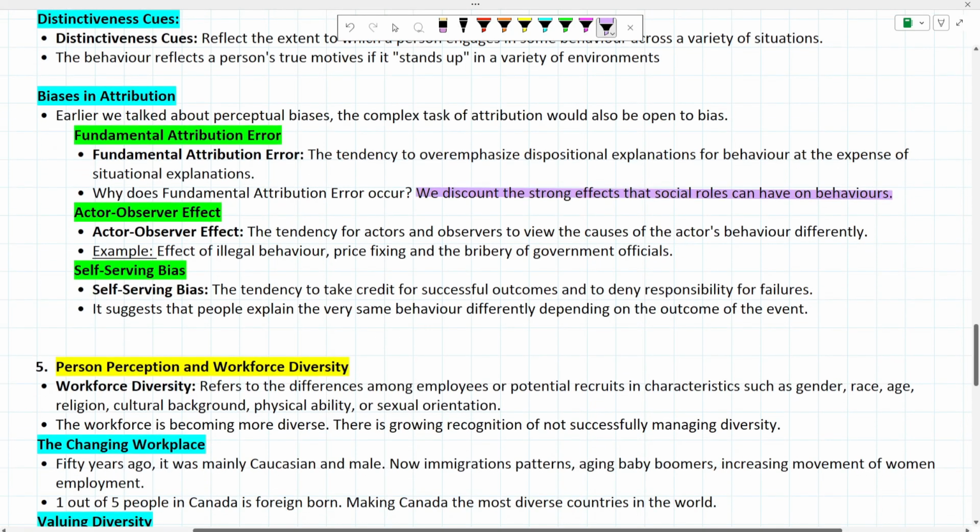Self-serving bias is the tendency to take credit for successful outcomes and to deny responsibility for failures. It suggests that people explain the very same behavior differently depending on the outcome of the event. So if an event caused by the person was successful, then the person would be happy and say how great they did. But if the event was bad, they would blame it on something else. They would deny responsibility, and their explanation would switch depending on whether the event was a failure or a success. So just make sure you're aware of self-serving bias.